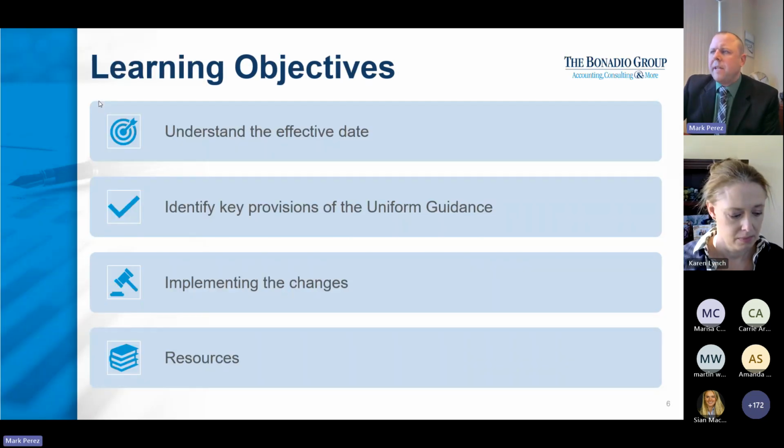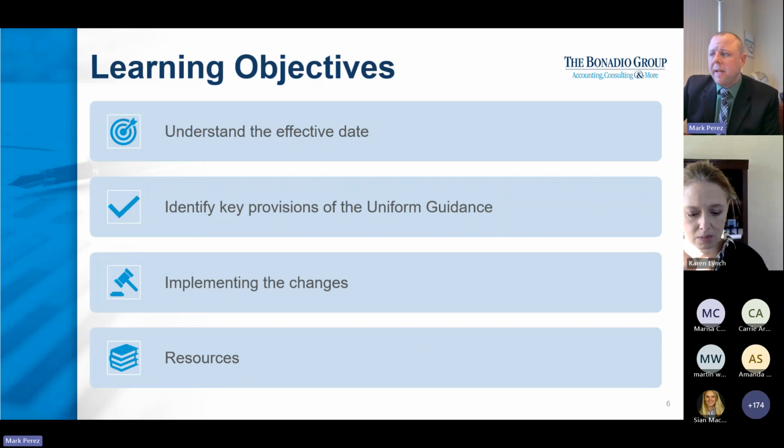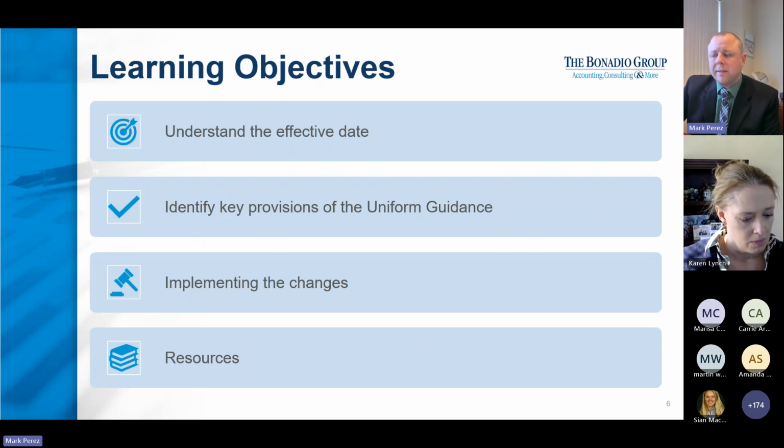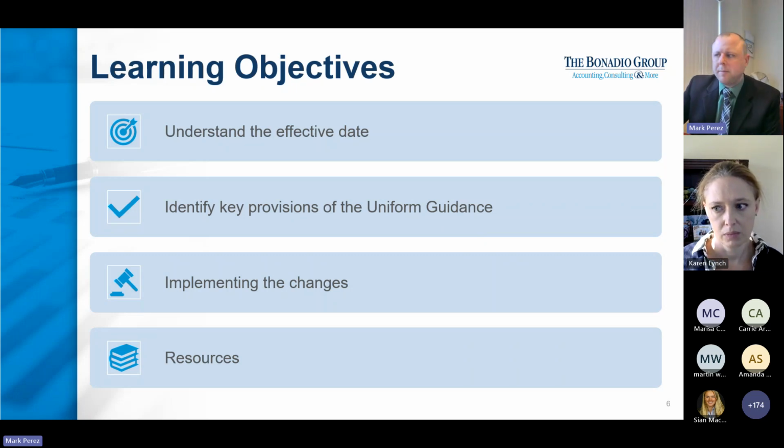So real quick, visiting our learning objectives for the day. The main objective is to go over the recent uniform guidance updates that have come out this past fall. The main objectives are to understand the effective date, to identify the key provisions of the uniform guidance, provide some guidance on implementing those changes for your organizations, and provide some resources to support you as you go through this transition process.